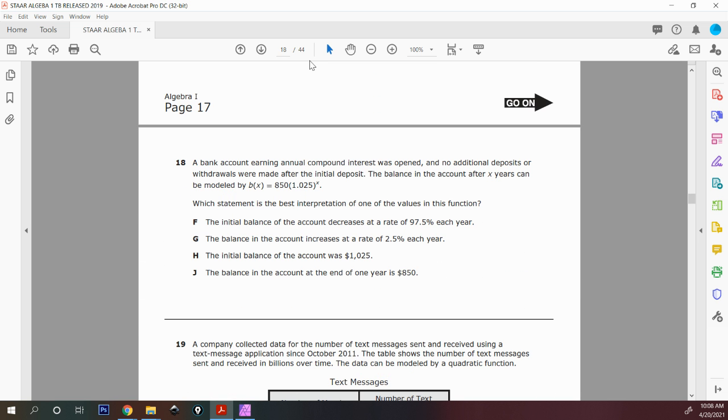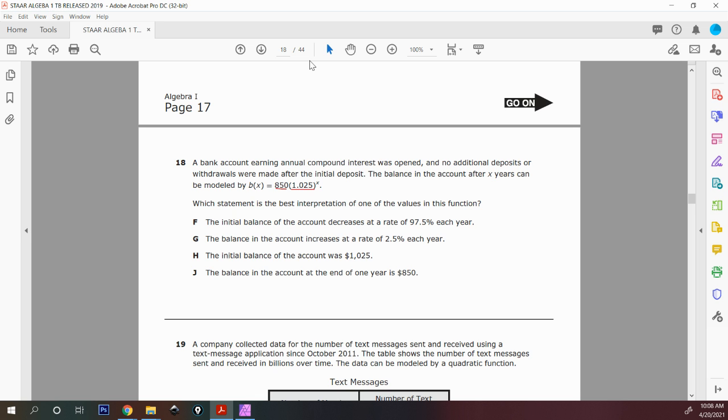All right, in this one, we have an exponential problem. This number is my initial value. It's where we start. This is my change. This is the percentage we're changing by. Okay, and so it says which statement is the best interpretation. And by the way, because this is bigger than 1, this is growth. We're getting bigger. If it was less than 1, then it would be decay and we would be getting smaller.